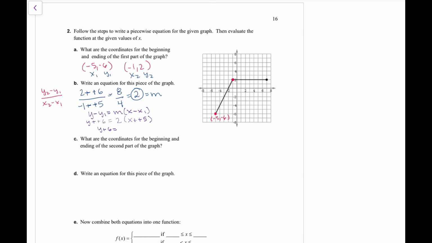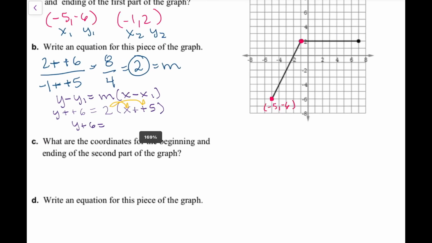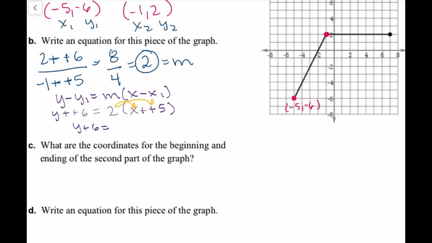I'm going to distribute this 2 through, and I have 2x plus 10. I'm going to minus 6 from both sides of my equation, and I end up with a piece of the graph of y equals 2x plus 4. So that would be the equation here.